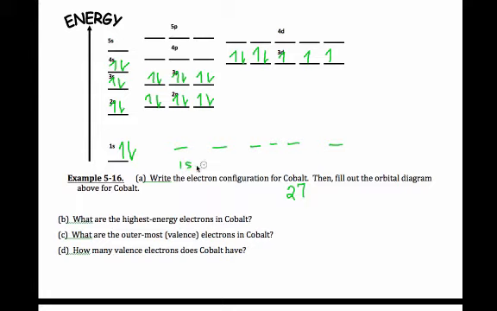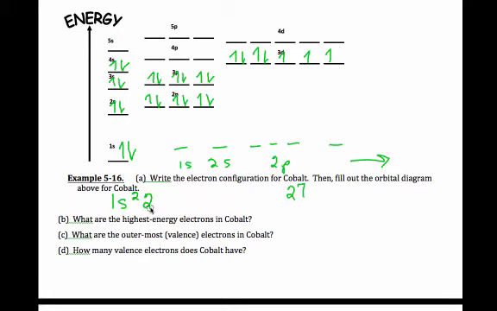Okay, so you could do 1s, 2s, 2p, and so forth. So you can put energy going that direction if you want. Now let's write the electron configuration. It's a shorthand of that orbital diagram. So we've got 1s and there's 2 electrons in it.